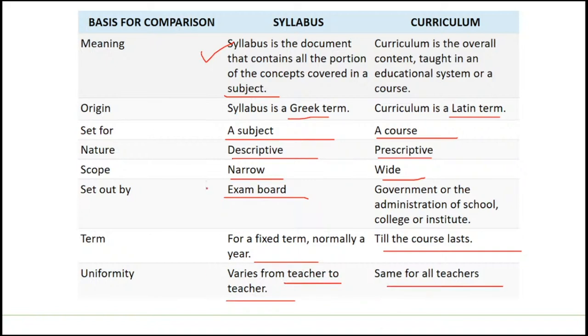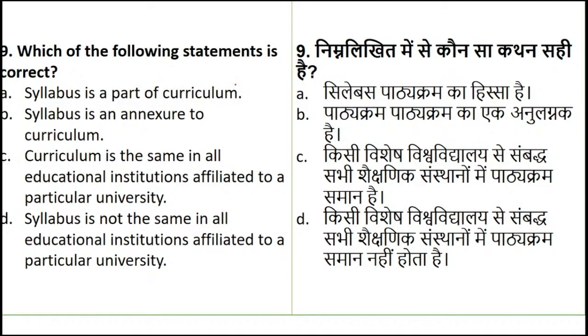Now, what was the question? The question was, which is the right statement? All those who said it is option B. See, option B talks about what? Syllabus is an annexure. You know what is the meaning of annexure? Annexure is just an added document. Syllabus is not an added document to curriculum. So this is not a right option.